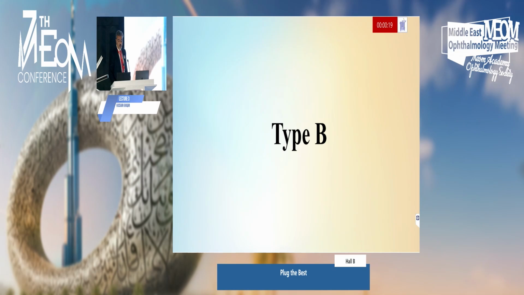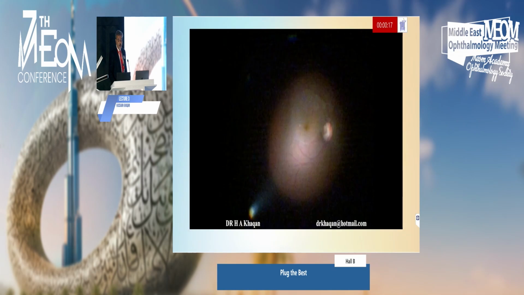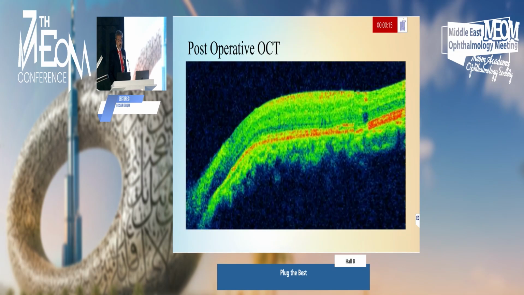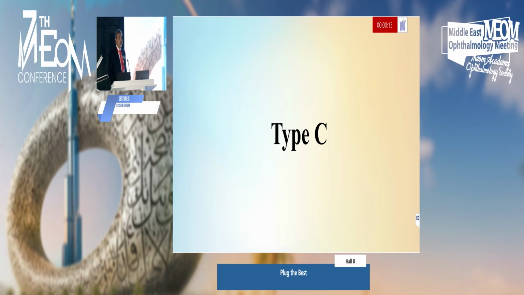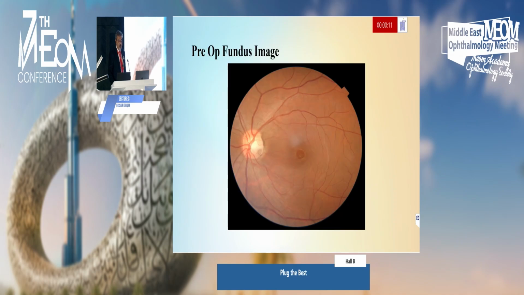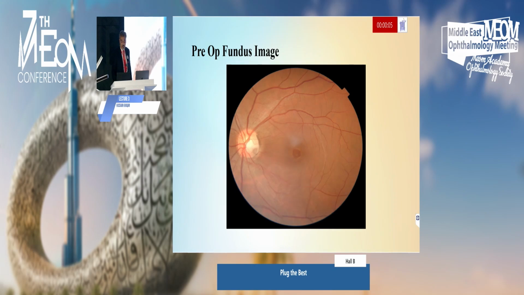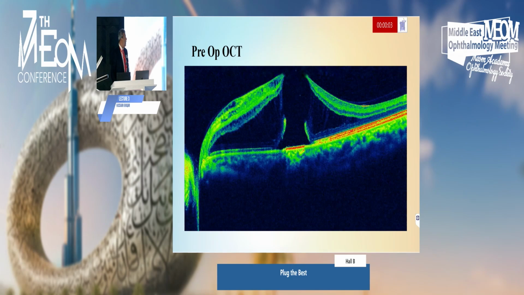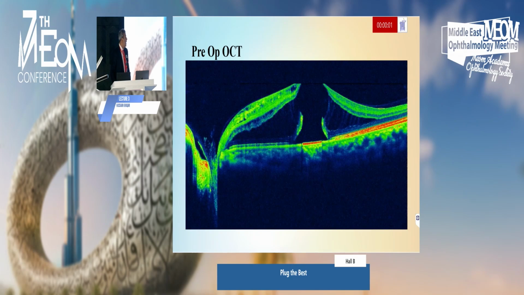I am short of time, so I will quickly go to type C. That is very interesting compared to type B. In type B, you can just do the vitrectomy and you can get rid of it. Here is the optic disc pit and full thickness macular hole. So this is very challenging, and here you can see the preoperative OCT.